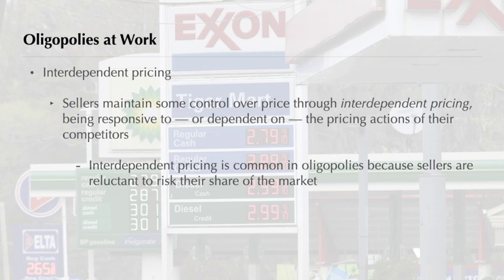Sellers in an oligopoly also maintain a degree of control over price through interdependent pricing, or by being very responsive to or dependent on the pricing actions of their competitors. Interdependent pricing is particularly common in oligopolies because sellers are reluctant to risk their market share, causing them to not only offer similar products, but also offer them at similar prices.